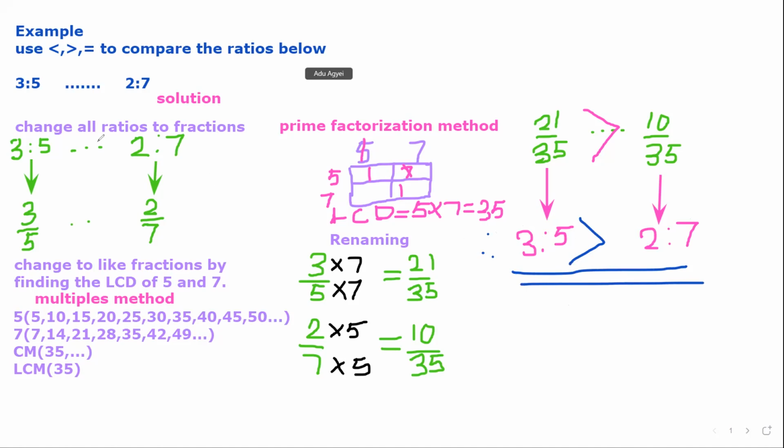First, you change to what? Fractions, and then you change all fractions to like fractions, and then you compare. Then you change back to ratios, and then you write your final conclusion. Let's quickly solve one more example here.